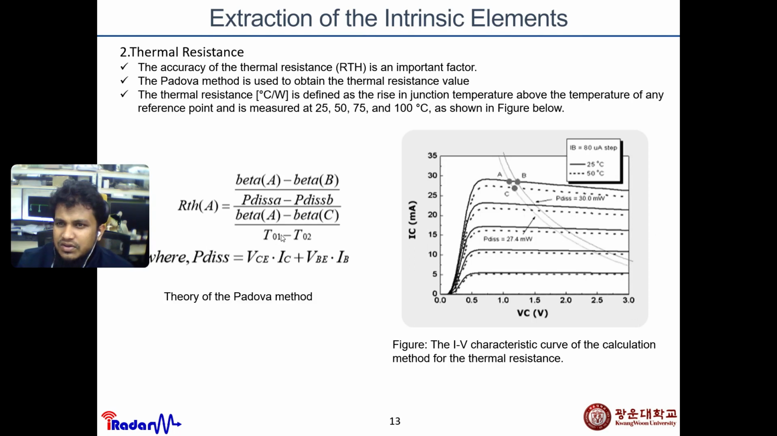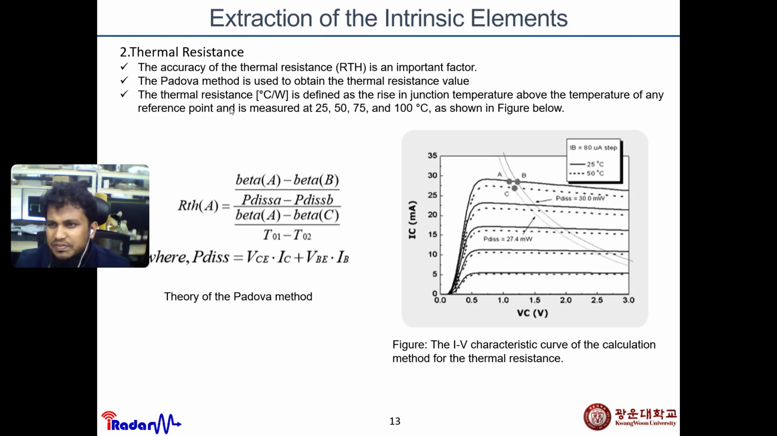Another option I mentioned previously in the extraction of intrinsic elements is thermal resistance. We know temperature also affects our layout. We use an IC, and the IC remains in the core of the PCB board, so it consumes a lot of heat. For that case, we need to include thermal resistance as an intrinsic element. The accuracy of the thermal resistance is an important factor.